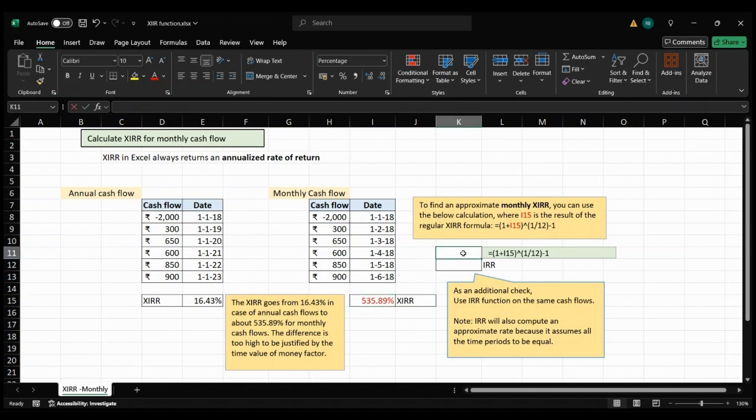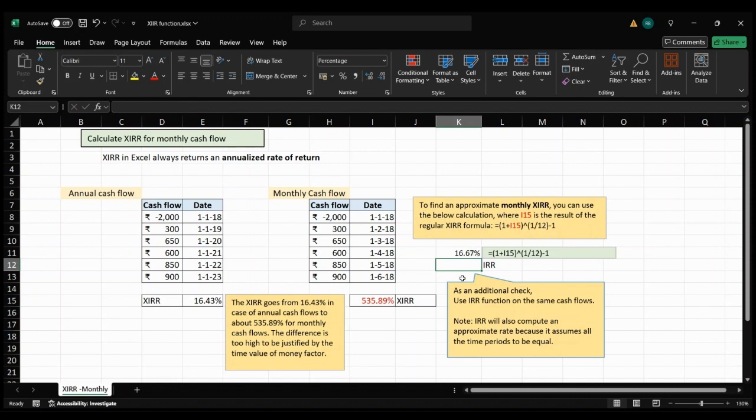Now let's calculate. Is equal to, here it's given 1 plus I15. I15 is the cell value of this, so I'll just click it. Then to the power 1 divided by 12 because it is monthly. Okay, minus 1.